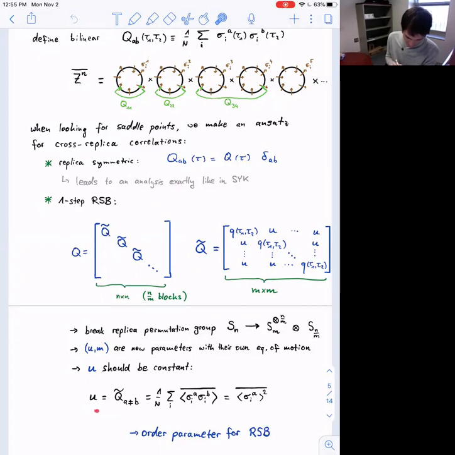If I write the U more explicitly, what U is, right? U is the off-diagonal term in this replica block, Q tilde. So it's this two-point function of the sigmas, essentially, where there are two averages going on. So you first take a thermodynamic average, which is these angle brackets, and then you do a disorder average over that whole thing.